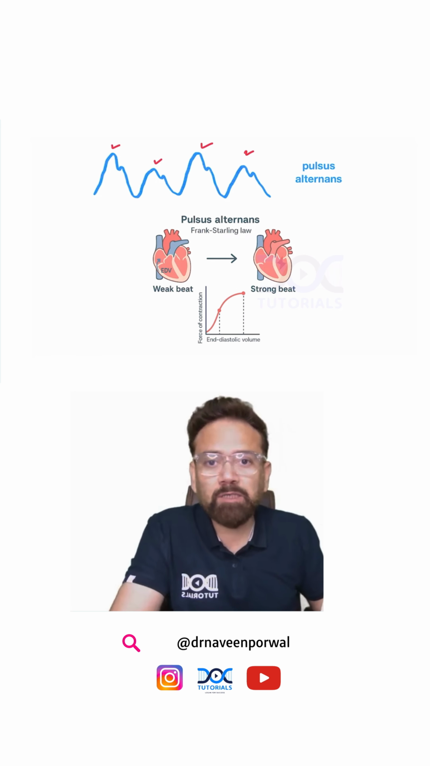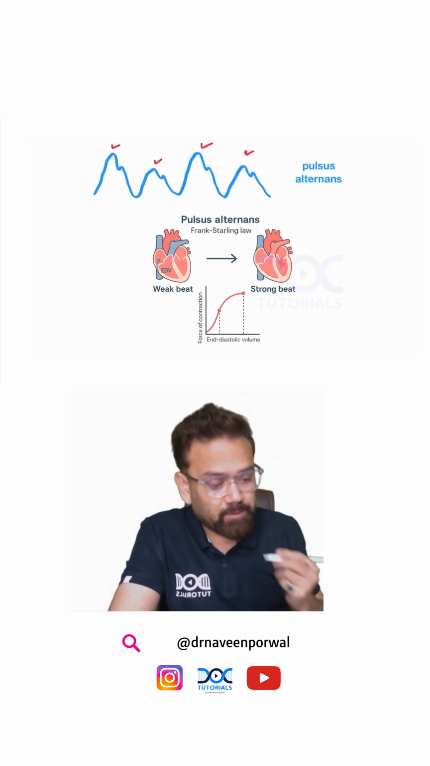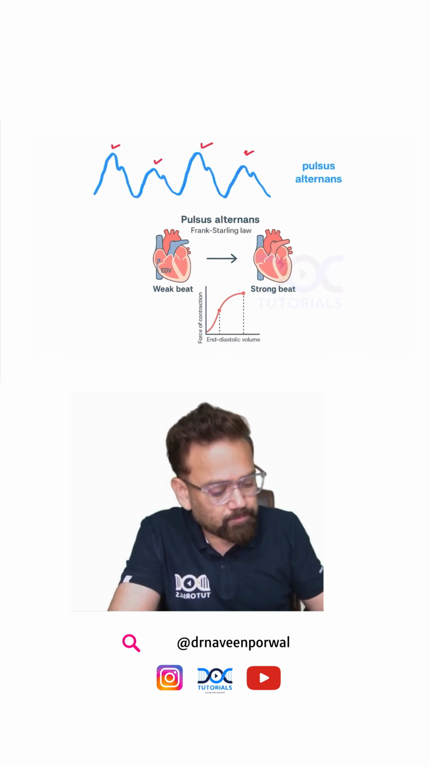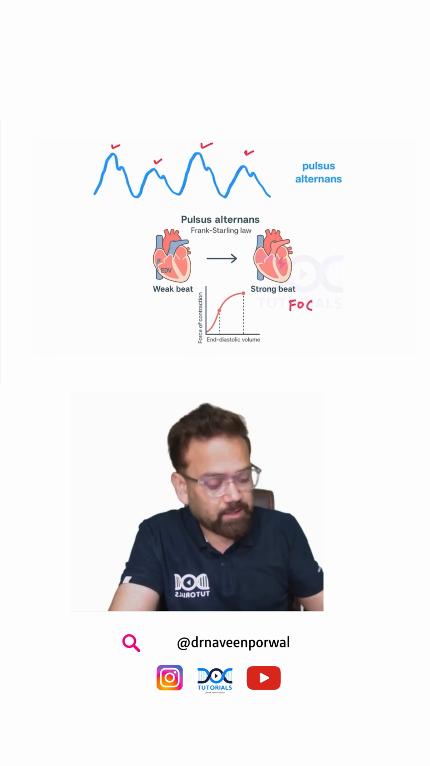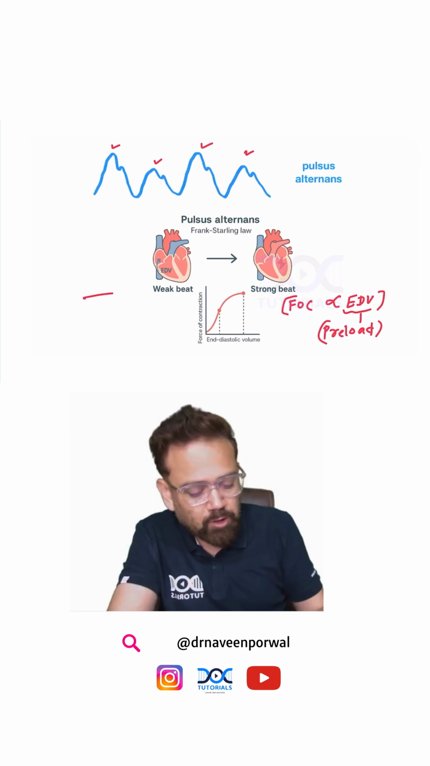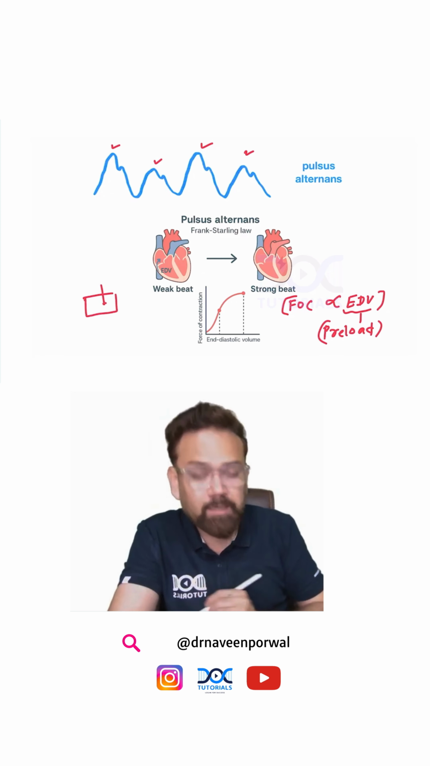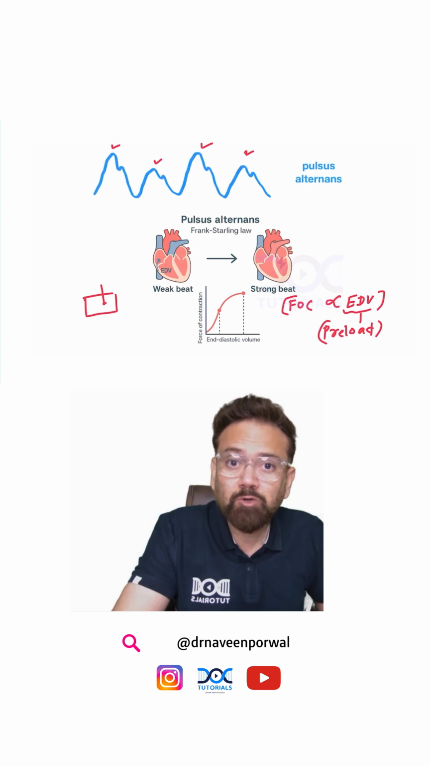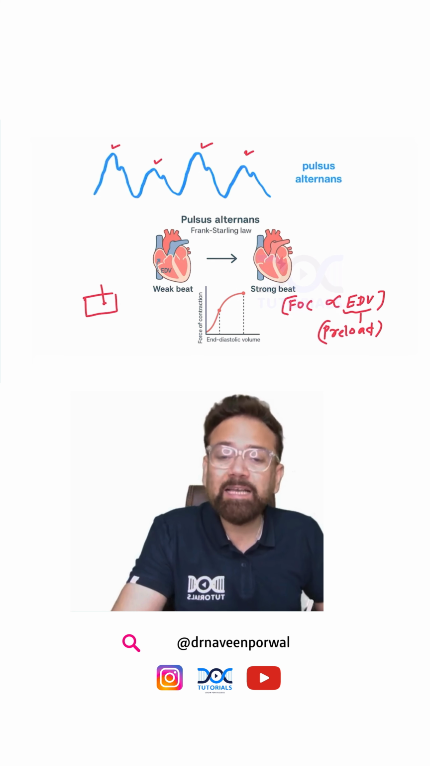So first, let me revise what Frank-Starling law is. If you remember, stroke volume or force of contraction is proportional to the end diastolic volume. Under physiological limit, end diastolic volume is actually the preload. What is the preload? Amount of blood in the heart before contraction is called preload or end diastolic volume.